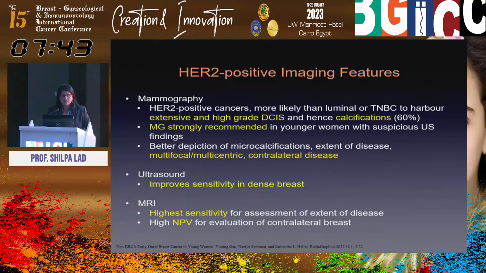HER2 positive cancers, what are their features? HER2 positive cancers are more likely than luminal or TNBC to harbor extensive high-grade DCIS and hence the calcifications.